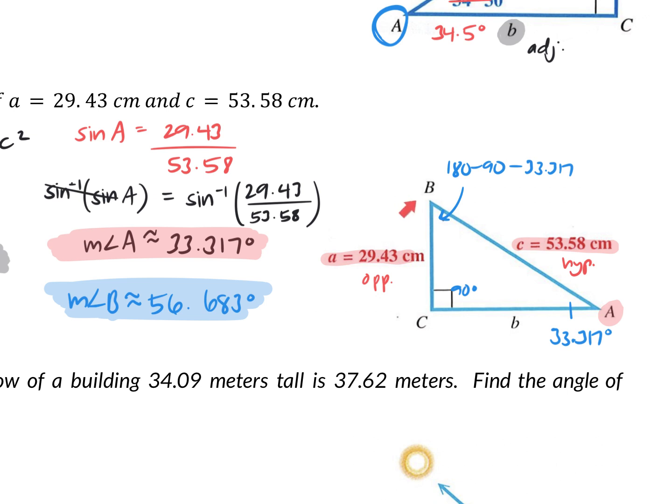Now, you could have also started by finding letter B and using these two side lengths. If I was finding to start with letter B, I would know this is my adjacent and my hypotenuse. So what trig function would I use if it's adjacent and hypotenuse? Cosine, right? So I would do cosine of B is equal to this number over that number to find out letter B, okay?